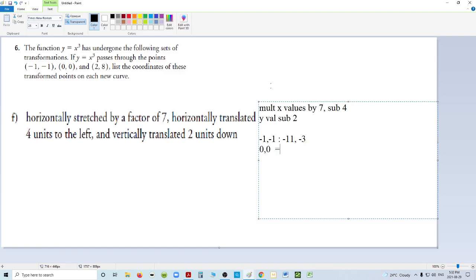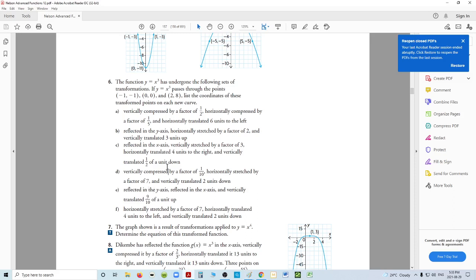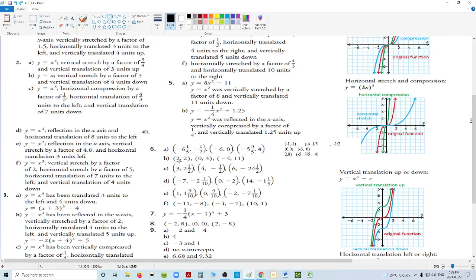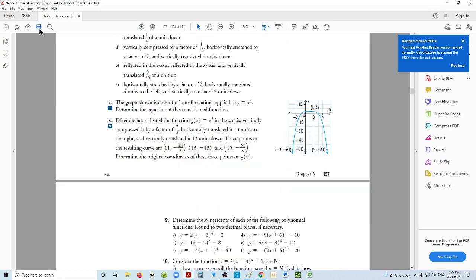0, 0. You multiply by 7, you get 0, and subtract 4, you get minus 4. Then y values, subtract 2, so you get minus 2. And then finally 2, 8. When you multiply by 7, you get 14. Subtract 4 is 10. And 8, you just subtract 2, becomes 6. So these are your new y values. And you can always go to the back of the book at 625 and discover all of these values right there. Very good to practice these things, though.